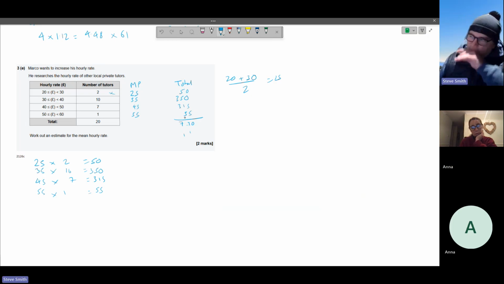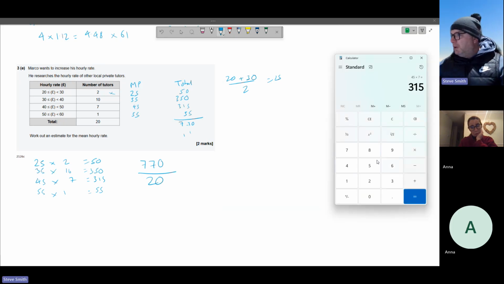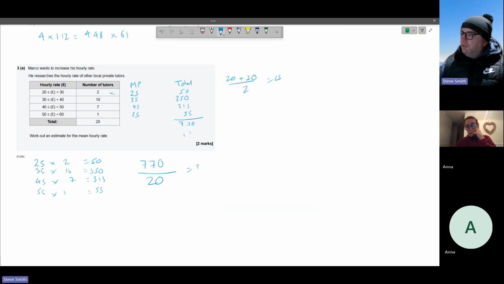770. That's right. I think that's just bad writing there. Then I'll divide it by 20. 770 divided by 20. On the calculator, I'm thinking 38.5 equals 38.5.